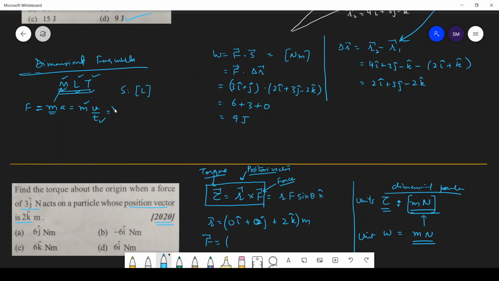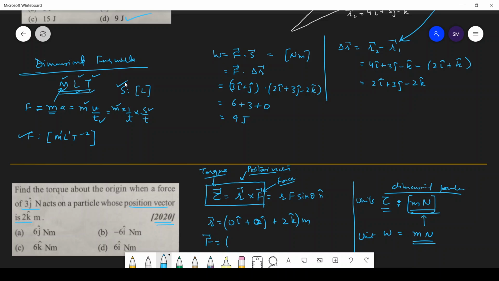What is velocity? Velocity is displacement upon time. Okay, so now we have simplified it in terms of mass, time and distance. Is this clear to everyone? So what is the dimensional formula for force? Mass is 1 time, and length is how many times? Length is only 1 time, mass is 1 time, length is 1 time, and the time is how many times? Minus 2.